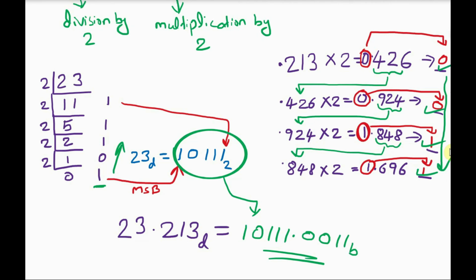So for division by 2, we have to go from bottom to top, and for multiplication we have to go from top to bottom. The order you have to keep very clear. So this is how we convert decimal to binary. So we have covered both the integer part and also the fractional part.